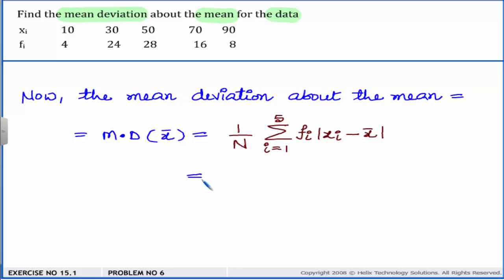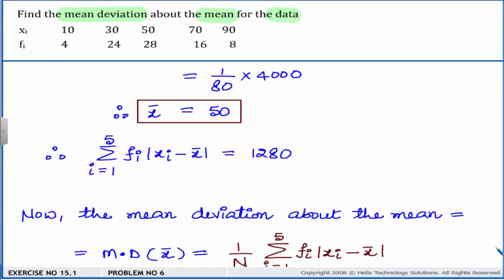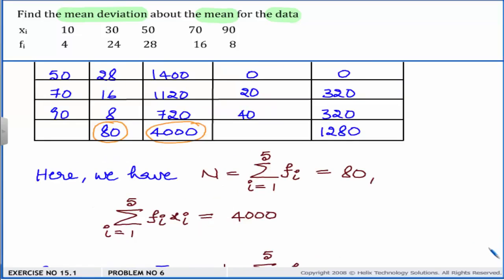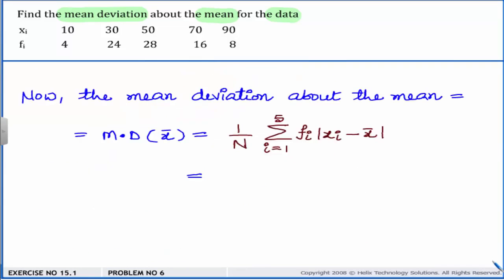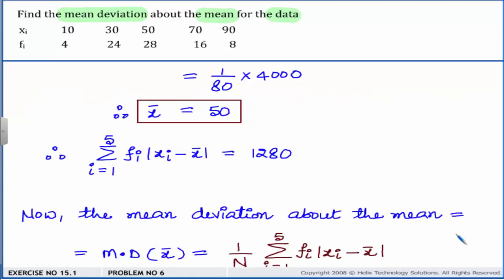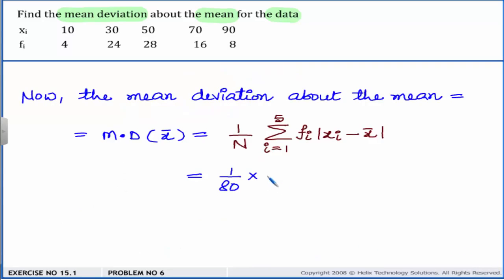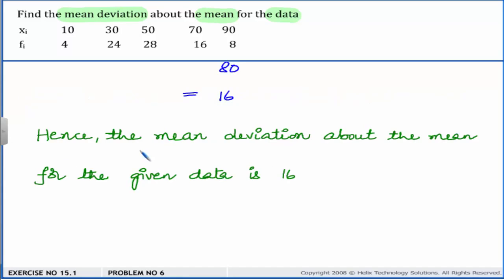So this is equal to the value of n, which we have got in our previous part, is equal to 80. So this will be 1 by 80 into summation of Fi into modulus of Xi minus x bar, where i is equal to 1 to 5, is 1280. So on simplifying this, you will be getting 16. Hence, the mean deviation about the mean for the given data is 16. So this completes the solution.